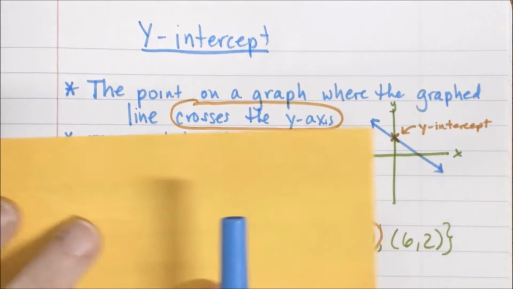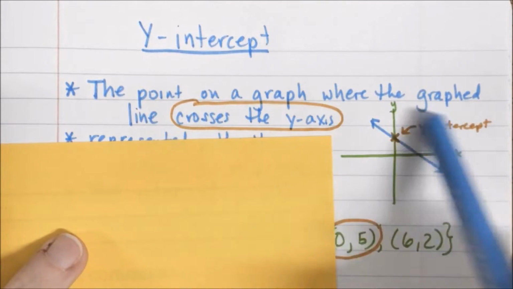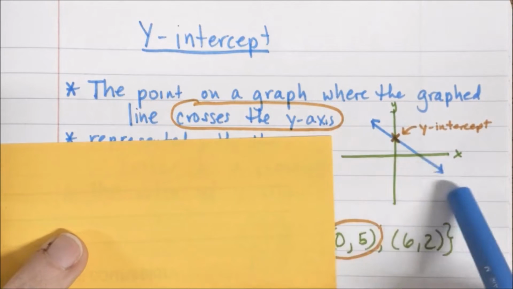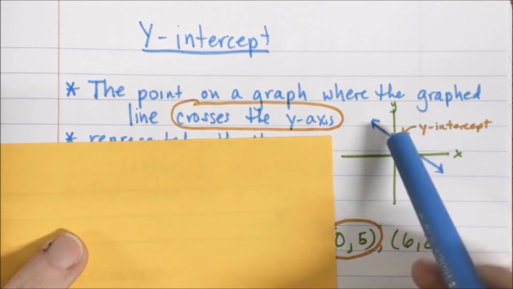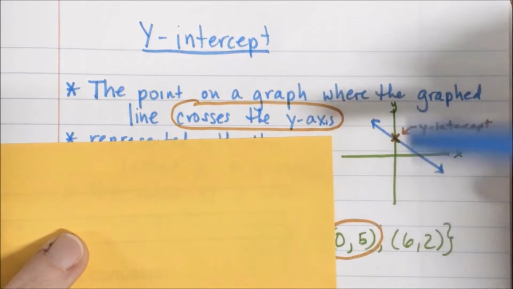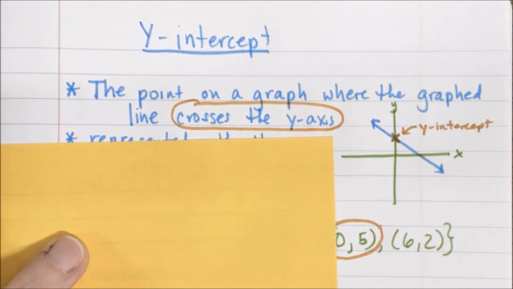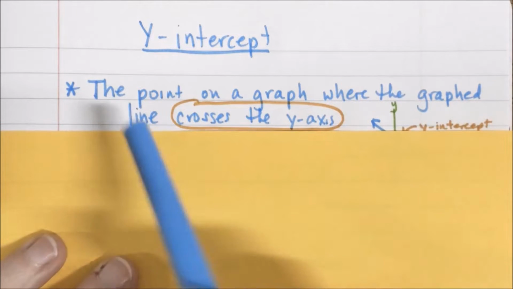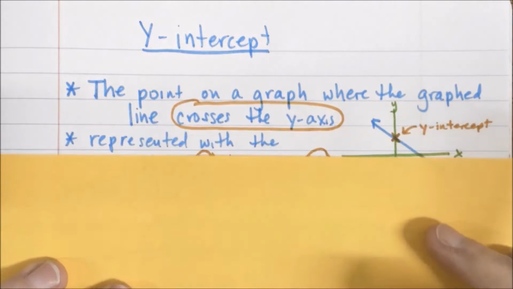So that would look like this. Okay, I have a graph here, and there's a line. Where it crosses y is going to be my y-intercept. So if I'm looking at a graph, I look for where it crosses the vertical axis, y. That's going to tell me what my y-intercept is. Okay? So on a graph, it's the point where the graph line crosses the y-axis.